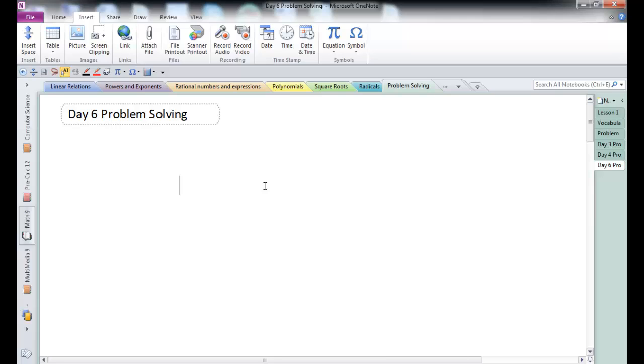Hello and welcome to day 6 of our problem solving unit. Today we're going to look at solving word problems that develop into a quadratic equation. The important step in solving these equations is using the zero product rule.